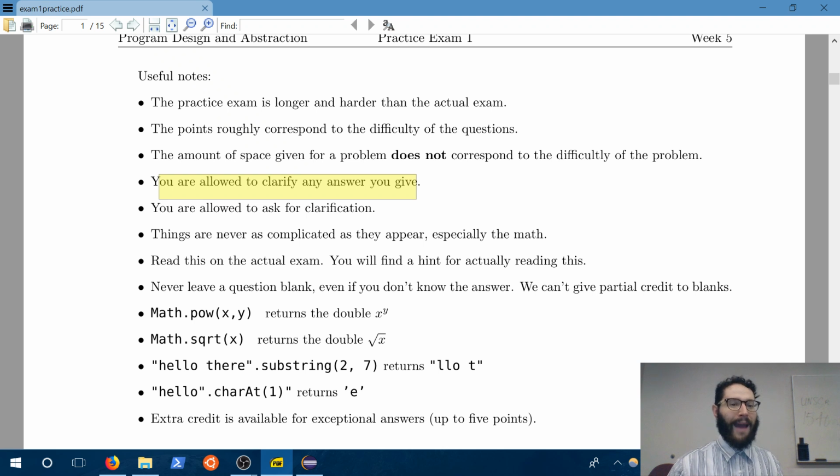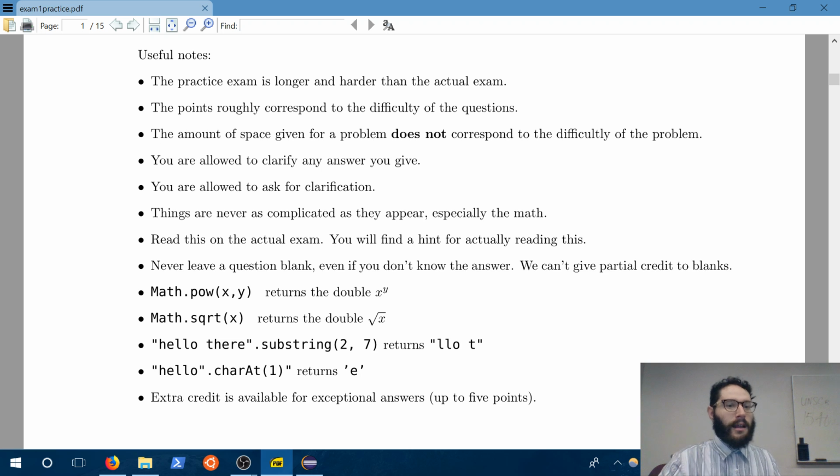You're also allowed to ask for clarification. You're allowed to ask me or the TAs how we should interpret this question. This one's big for the expression ones. Things are never really as complicated as they appear, especially the math. Also read this page on the actual exam. There's a hint there. The hint will pretty much be worth 6 points.